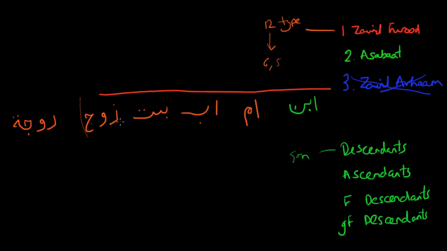So we would put these 5 down, and no one else out of the 12 categories would ever come into the picture. And as you learn who gets what and when they're deprived, you'll get a clearer picture of which of the 12 to put underneath here. So that's how we decide who to put on the line. We can usually get rid of Zawil Arham, and once we know who is the closest of the Asabat, we can ignore the rest. And then from the Zawil Furud, we can usually exclude certain categories, and then that leaves a select few that we need to put underneath.